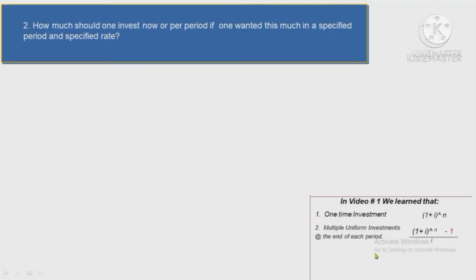But if we are going to have multiple uniform investments at the beginning of each period, we're going to follow this one. However, we are going to add another 2 elements, which are the plus 1 on the n as well as the final minus 1.